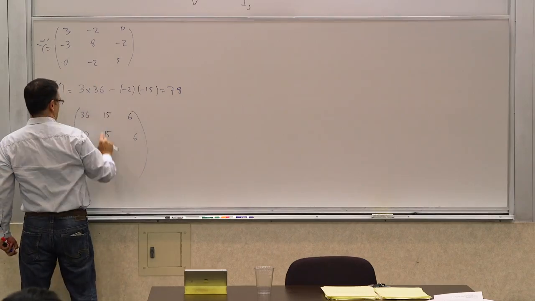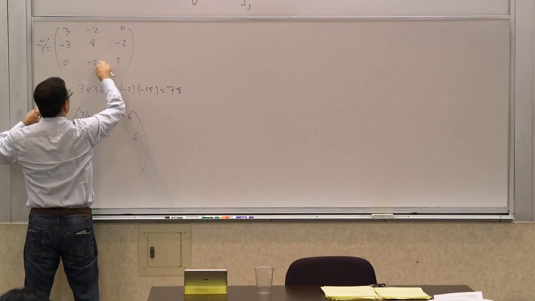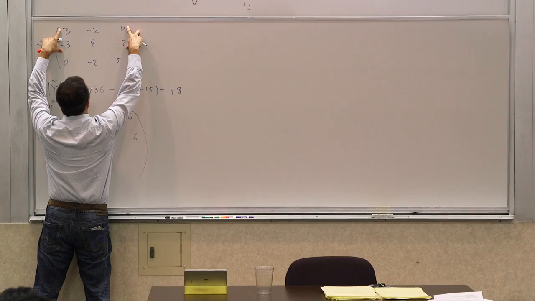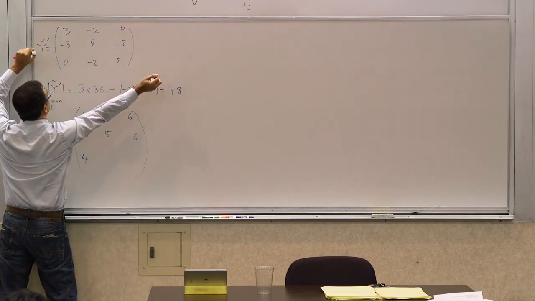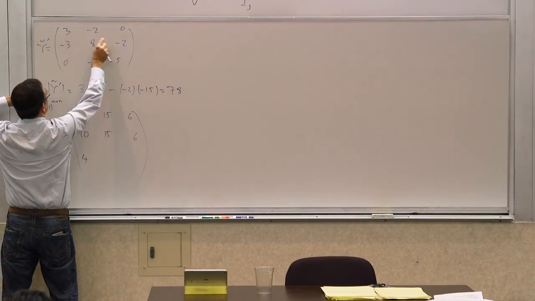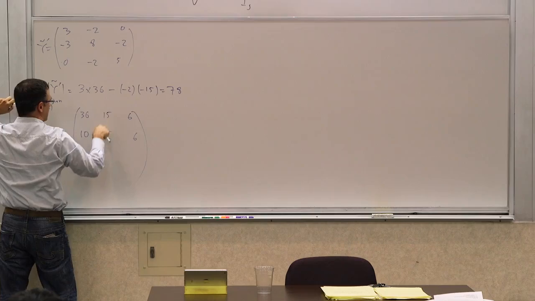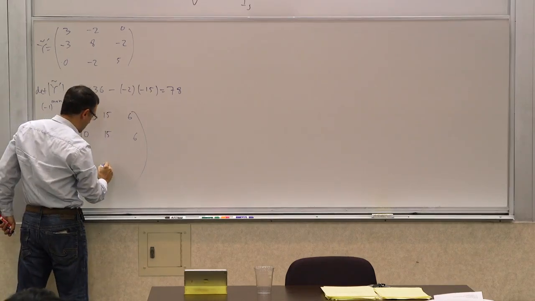Now how about this one? This cofactor. We eliminate this and that. So we are left with these 4. What is that determinant first? -6. This times that minus this times that, which is -6. And then there's a minus sign here, which gives you 6.